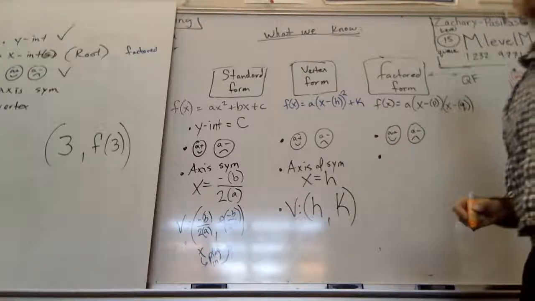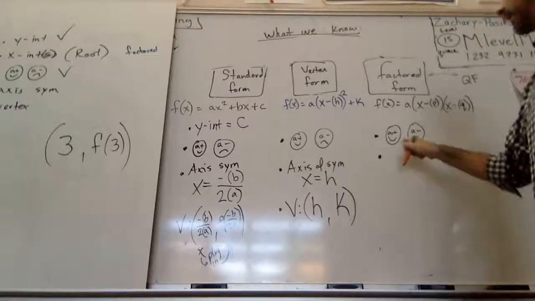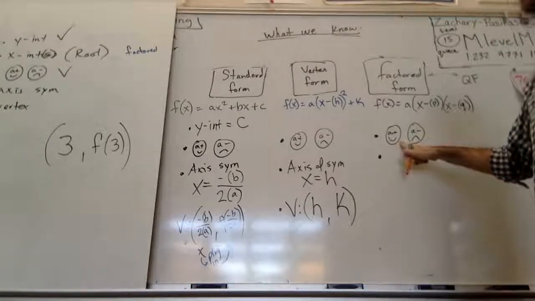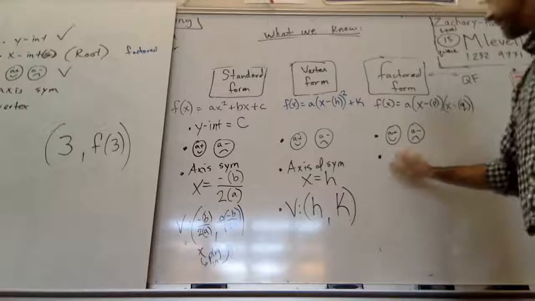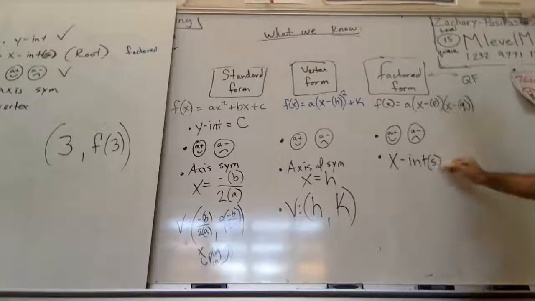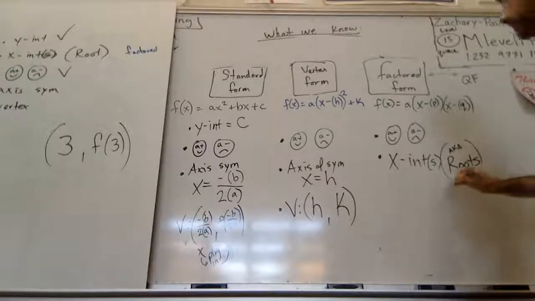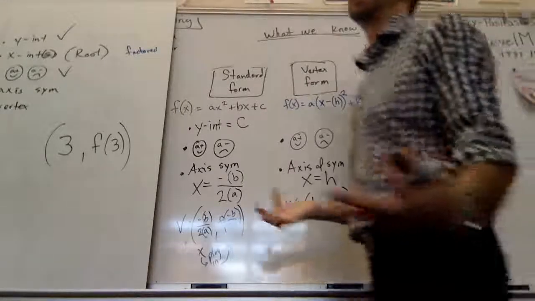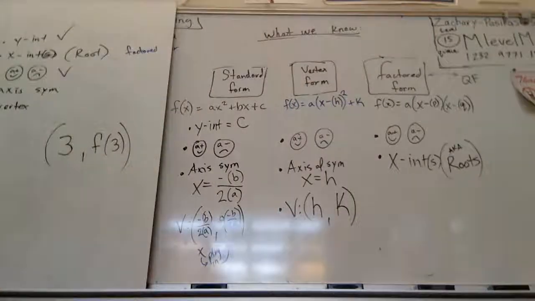Factored, what's the one thing that we missed? We know if it opens up or down. What else? X-intercepts. And now X-intercepts, it could be 1, it could be 2, or 0. This is the AKA. You're going to be called the roots. The roots is just another term for it. We'll define that as we go a little bit more.